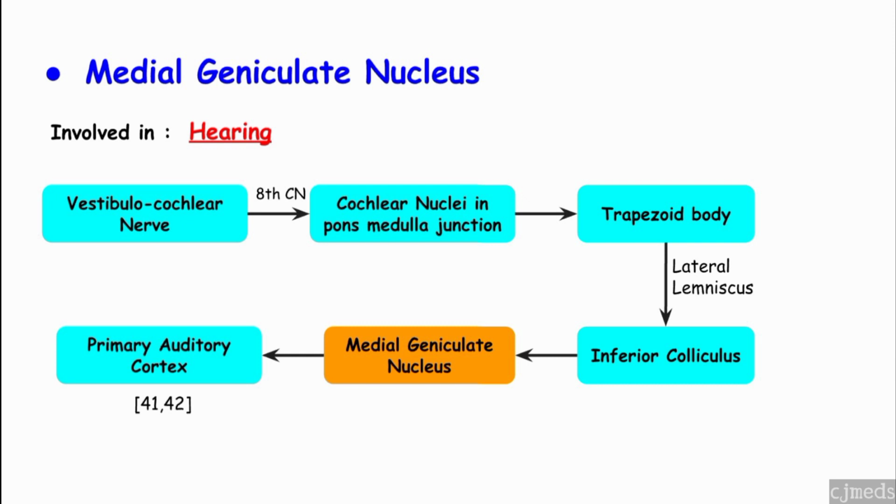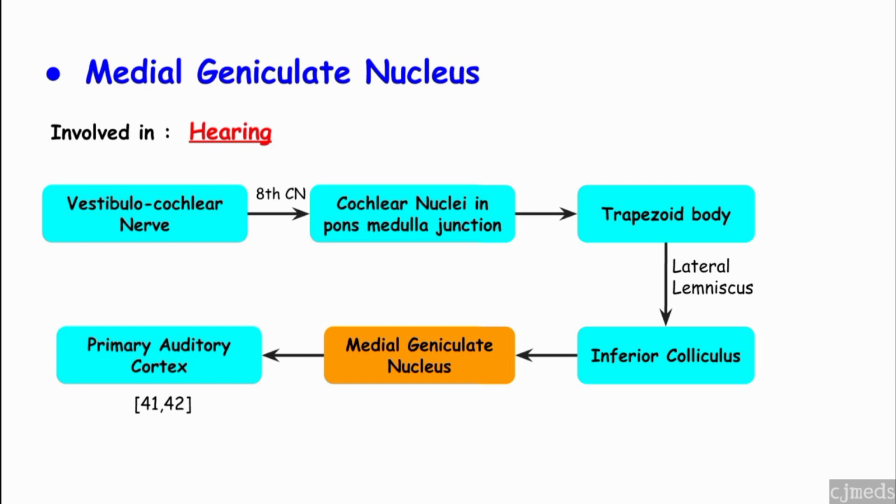Let's move on to the next nucleus, the medial geniculate nucleus. Now the medial geniculate nucleus is involved in the auditory pathway, that is in hearing. To remember this, M for medial can be taken as M for music. So light for lateral geniculate nucleus and music for medial geniculate nucleus to remember their functions. Starting with the vestibulocochlear nerve, which carries the information from the inner ear via cranial nerve 8 and synapses on the cochlear nuclei in the pons medulla junction.